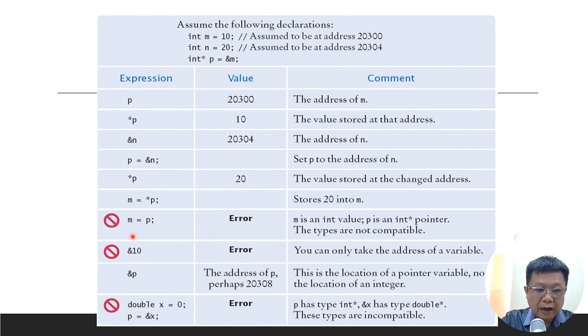Next is m equal to &p, address of p. This is invalid. The p is a pointer. You cannot assign the pointer address to a variable m.